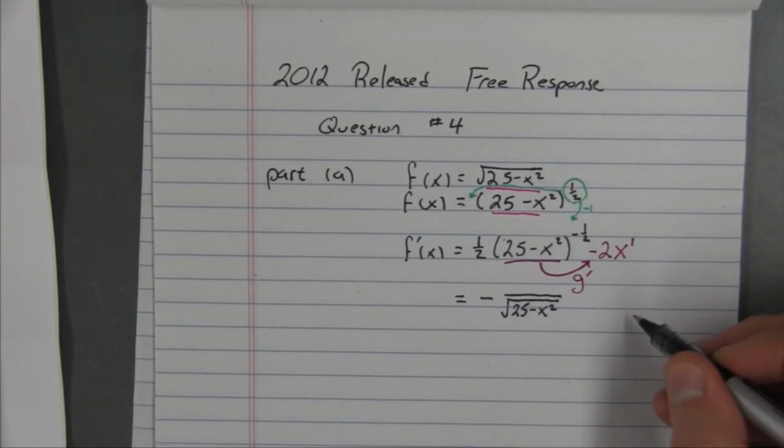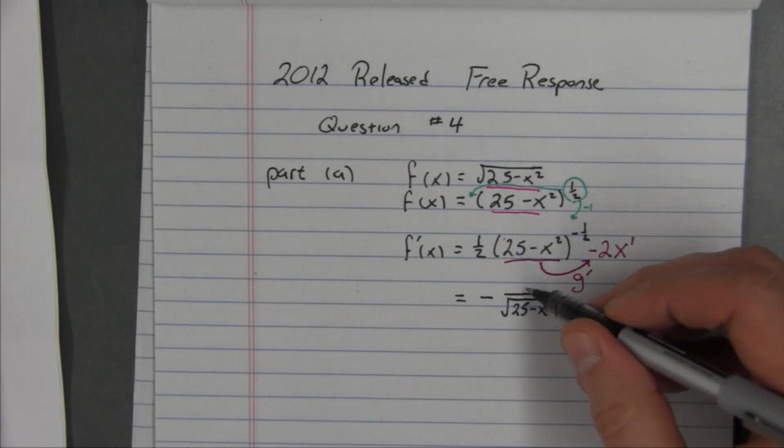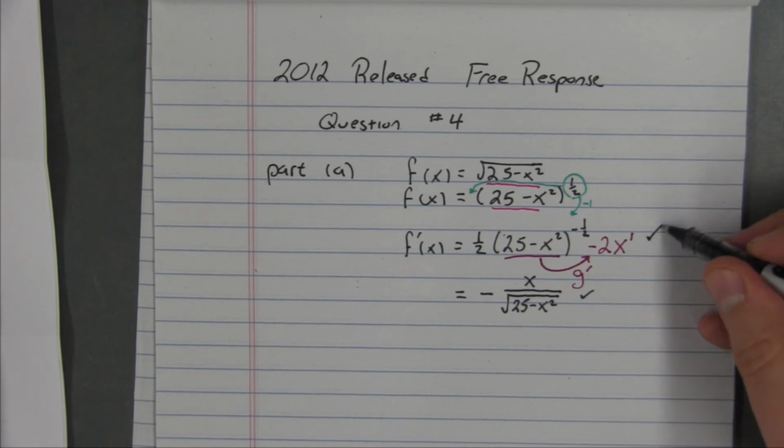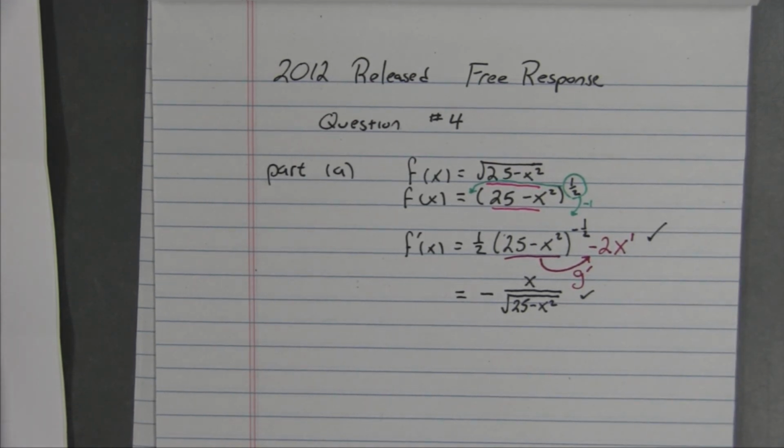So square root of 25 minus x squared. And then we could take our x here, our x to the 1, and just put it in the top. So this is a nice way to write your answer, but this is where you want to leave it for your AP response. And that's it for part A. Nothing else to it.